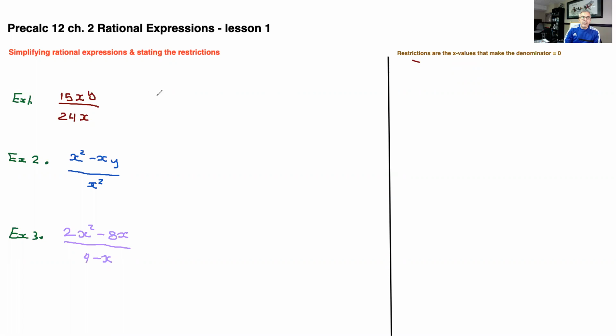So I'm just going to put the restriction for this one. For the first example, restrictions here, we only have one restriction where x cannot equal 0. Because if you make this x 0, 0 times 24 gives you 0. That's 0 on the bottom, and we cannot divide by 0. It's undefined. If you want to confirm that, you could always go to your calculator, go 15 divided by 0, whatever number divided by 0, you'll get error. So these are the restrictions for this example 1.